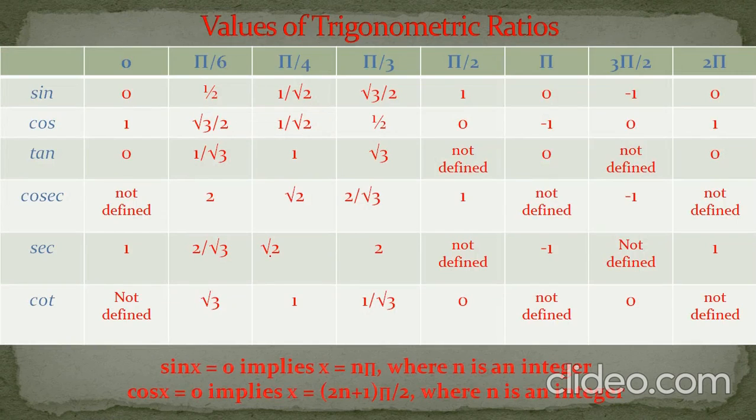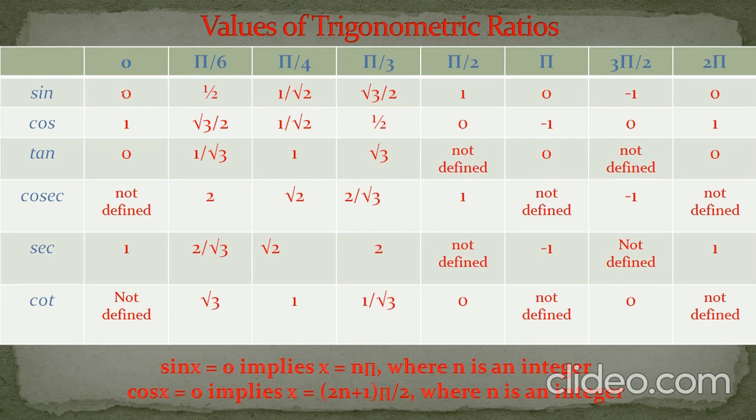Now next is values of trigonometric ratios. Now here is a table, and here the values of these trigonometric ratios are given on various angles like 0, pi by 6, pi by 4, pi by 3, pi by 2, pi, 3 pi by 2, 2 pi. And all the trigonometric ratios are given. So there is a way to remember this table also.